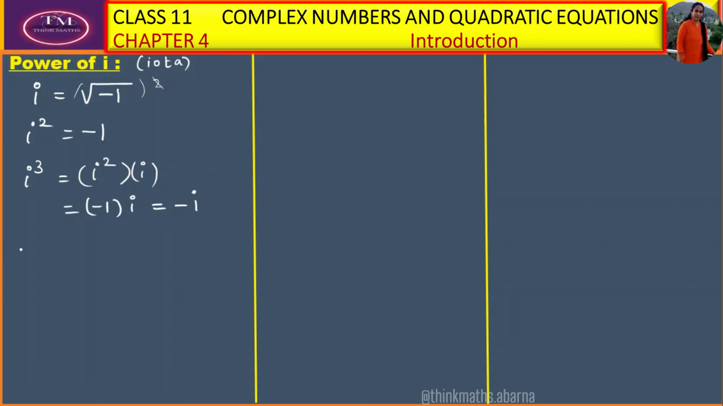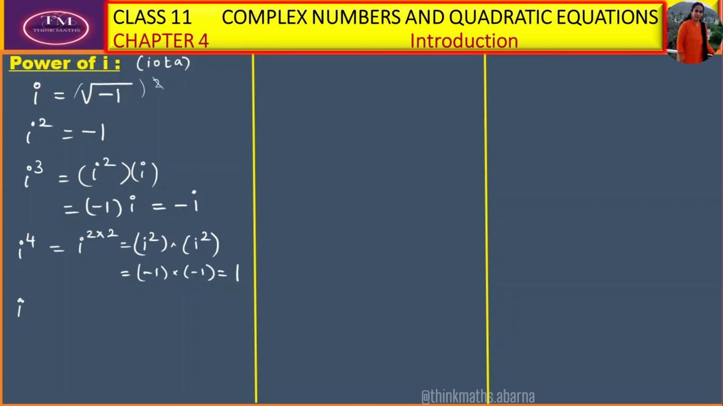In the same way, i power 4. How to write i power 4? This 4 can be written as 2 into 2, so you can write i square into i square. What is i square? i square is minus 1, into minus 1. So minus 1 into minus 1 is plus 1. So i power 4 is 1.